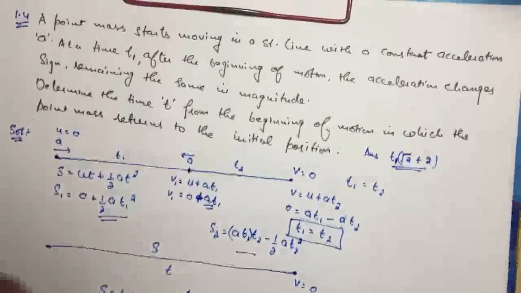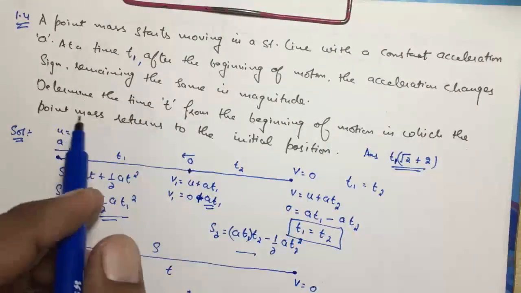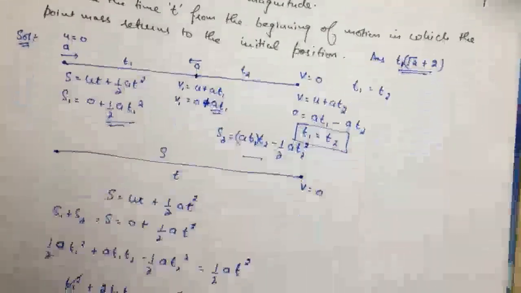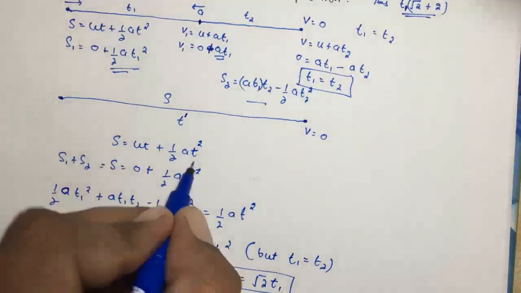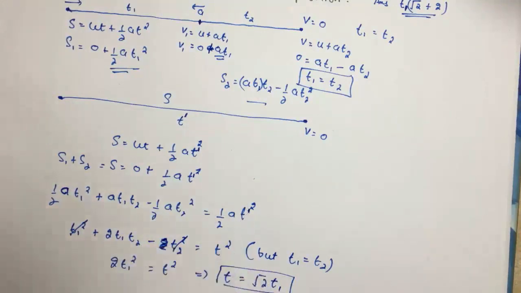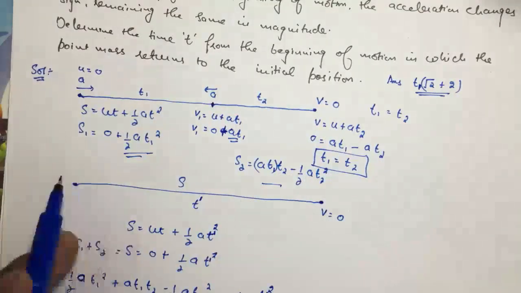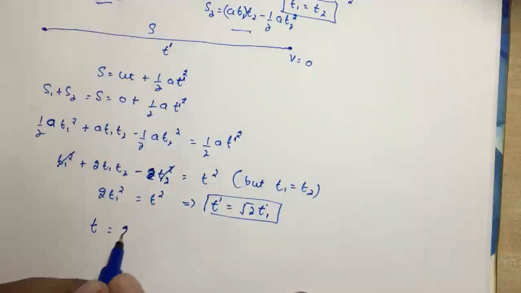Now they are asking to determine the time t from the beginning of the motion in which the point mass returns to the initial position. I have considered this t, let's say this is t dash, so we don't get confused. This is t dash and this is t dash. I want total t, and t is total time, this time and then this time, this total time is t.